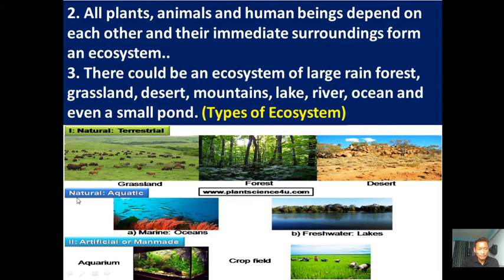From natural ecosystem, we have aquatic ecosystem, we have marine or ocean ecosystem, and freshwater like lake, rivers. And artificial or man-made ecosystem such as aquarium, we used to keep fishes in aquarium, and agricultural land or crop fields. All these are the ecosystem. So these are the different types of ecosystem. Generally, we have terrestrial ecosystem, aquatic ecosystem, and artificial or man-made ecosystem. So these are the different types of ecosystem in different environmental condition.